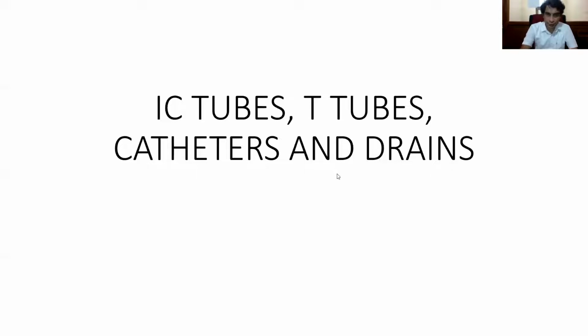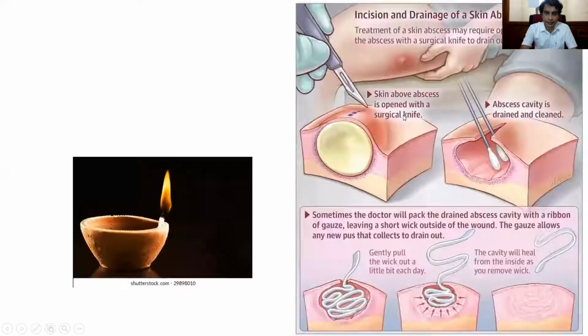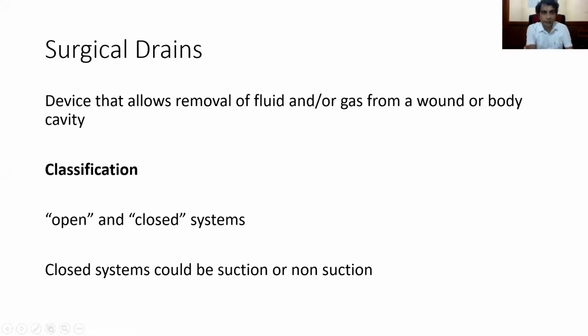So intercostal tubes, T-tubes, catheters, and drains. First, we will go with the definition. A surgical drain is any device that allows you to remove fluid or gas from a wound or a body cavity, right? You would have seen these being used in the past. You'll see plenty of them in the future.